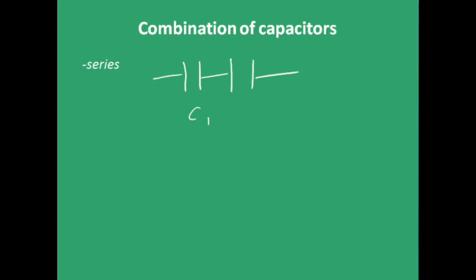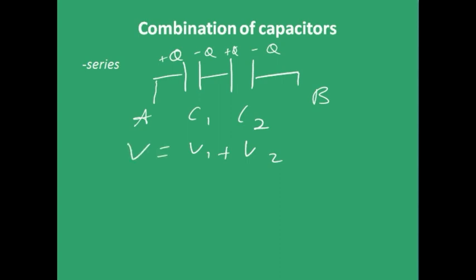Of course, both are different capacitors having different capacitances, but note this point: whenever capacitors are connected in series, the magnitude of charges on the plates will be same. This is plus q and this will be minus q. This will be plus q again and this will be minus q. Now the potential difference across these two endpoints A and B can be written as the sum of potential drops across these two capacitors. Say let the potential difference across this capacitor be V1 and this be V2. Now V1 plus V2 is my potential difference across A and B.